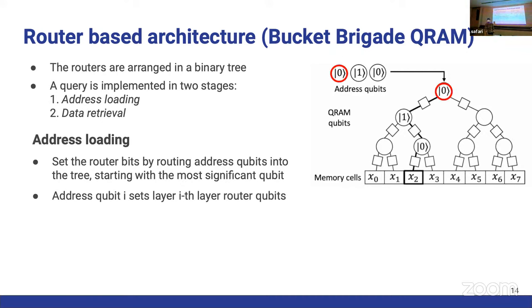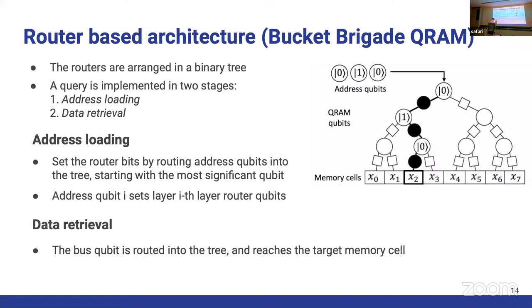Here we can see a small animation of how this happens. We start with the most significant qubit. It determines the state of the first layer router of the binary tree. Then we route the second one, which goes to the left because the first one is in state zero. And then we route the final qubit, which goes first to the left and then to the right and determines the state of the final router.